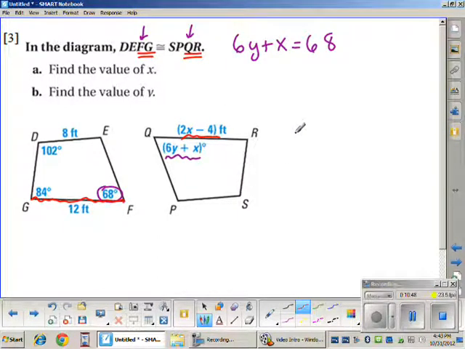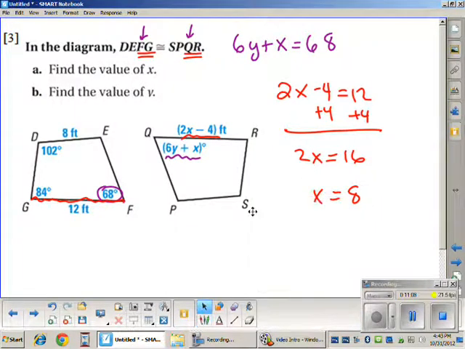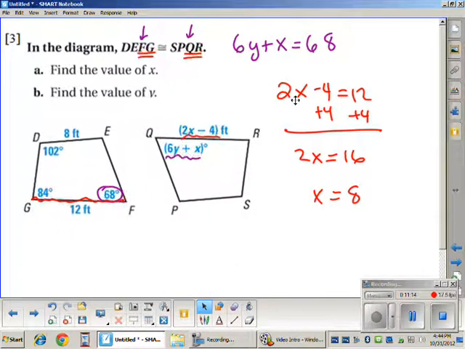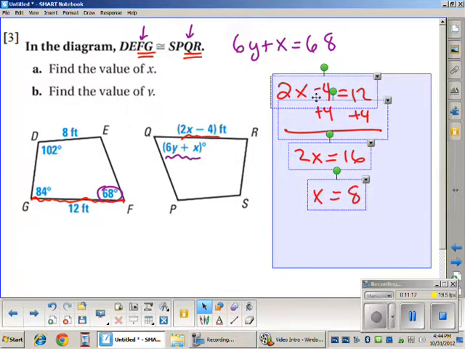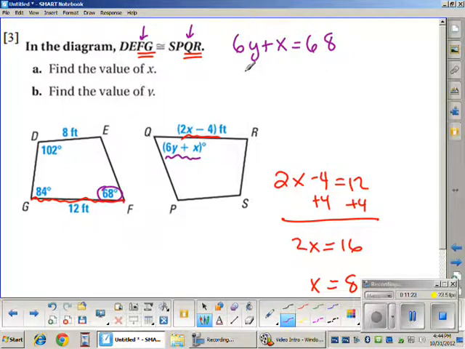Algebraically, now you just have to work this out. Add 4 to both sides, and we're left with 2x is equal to 16. And of course, then x is going to be equal to 8. Now that I have the x value, it becomes an algebra problem where I'm taking this value of x that I found, substituting into the purple equation, and going to town algebraically. So in substitution, I'll have 6y plus, in this case, 8. Again, 8 came from my previous solve, is equal to 68. Now subtract 8 from both sides, we'll end up with 6y is equal to 60. Divide by 6, y is equal to 10.